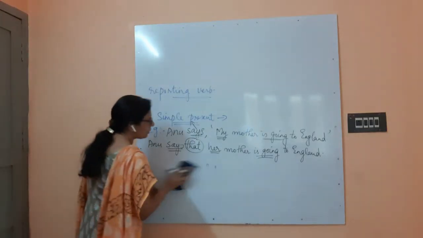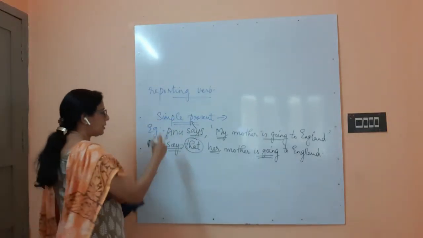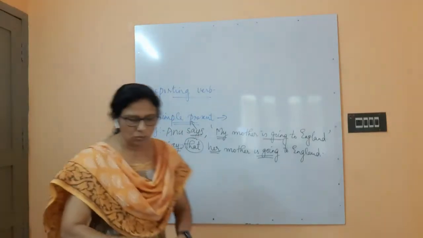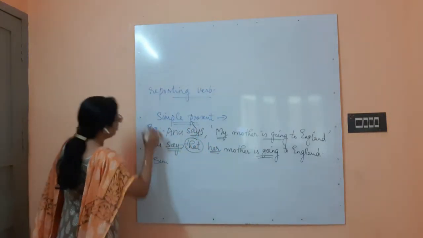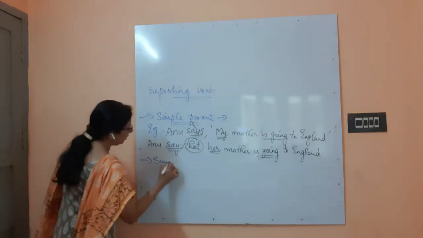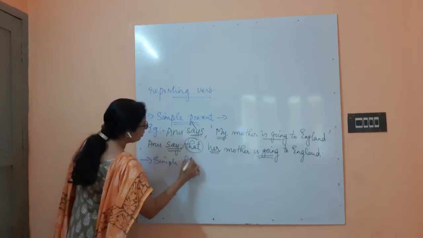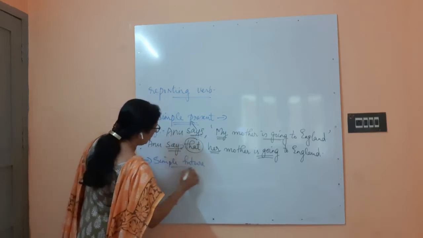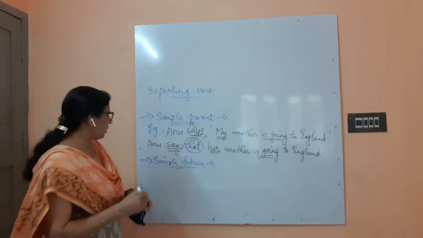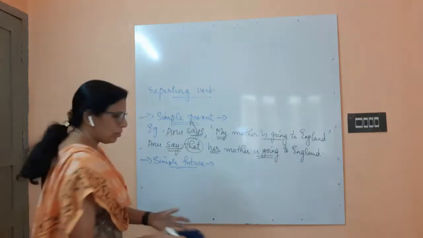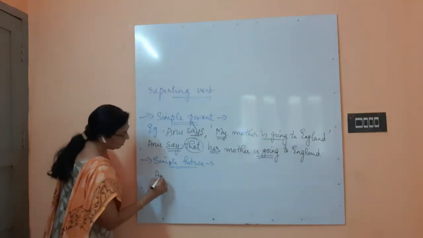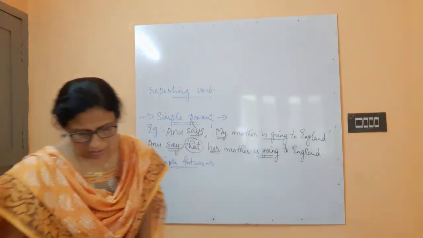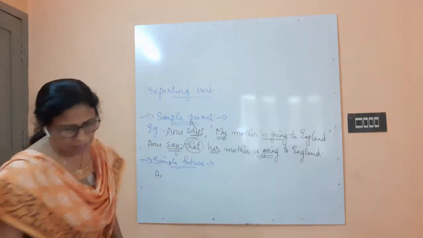Okay, next one. If the reporting verb is simple present tense, which is the next one I have told? Simple future. So this is the first one. Simple future. Please do copy this down. So simple future, and for simple future, same sentence we write. Okay, always. Yeah, the teacher will say.